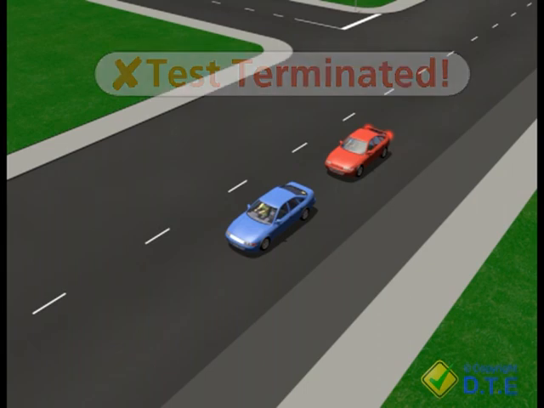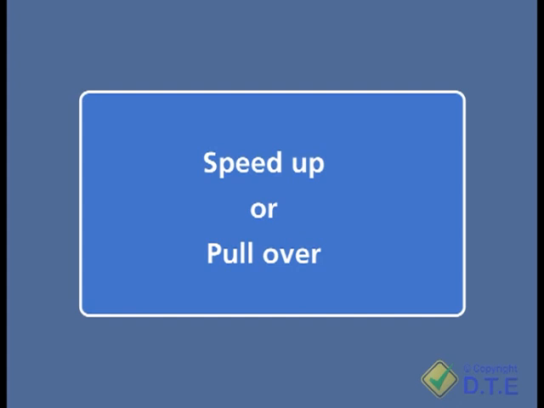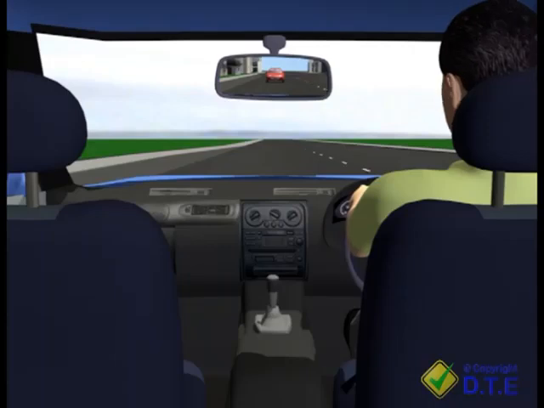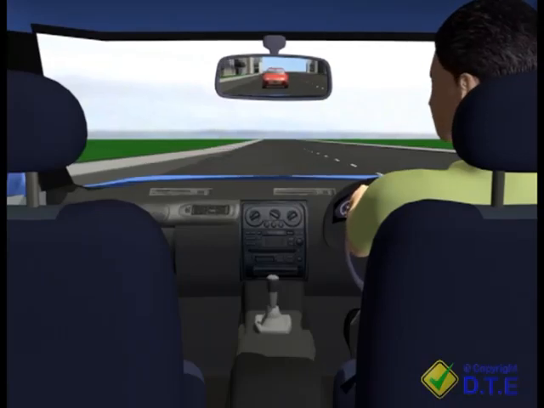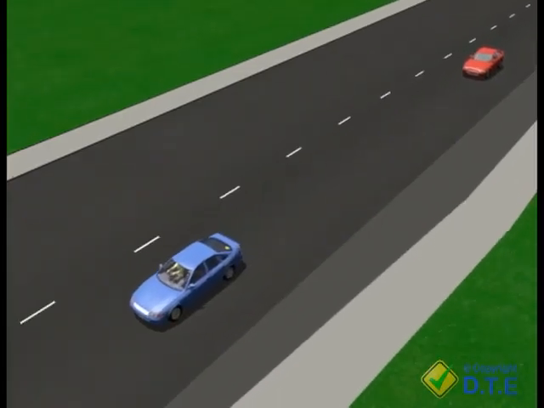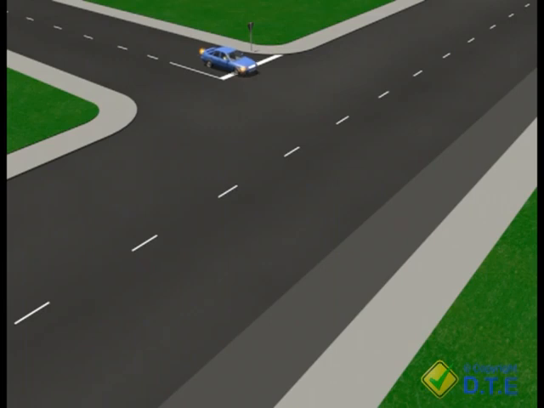If you have misjudged when selecting a gap, you have two options to avoid affecting traffic flow. They are speed up or pull over. Let's have a look using these two examples. The speed limit is 80 km per hour. The driver turns right, checks the mirrors, observes cars approaching fast. This time, the driver accelerates quickly to 80 km per hour to avoid affecting traffic flow. Simple, really.